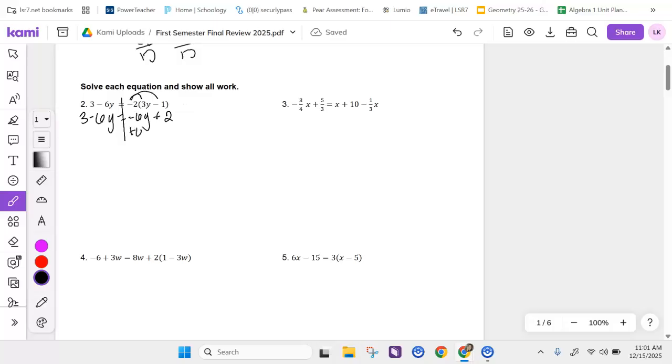I'm going to add 6y. I need to get all my y's on one side. Well, that cancels out, so 3 equals 2. 3 does not equal 2, so it's no solutions.